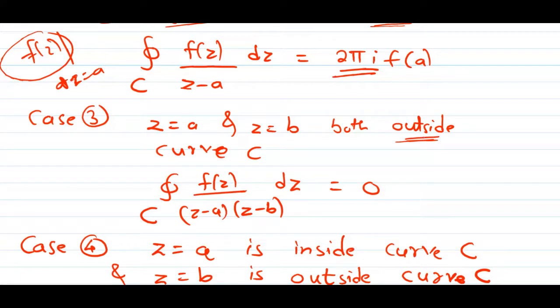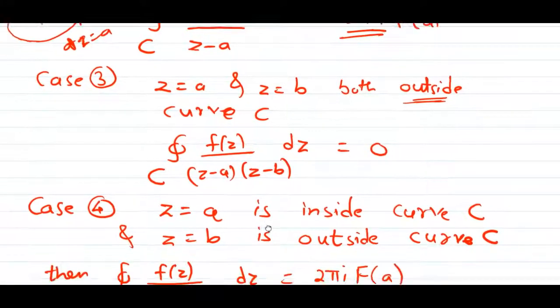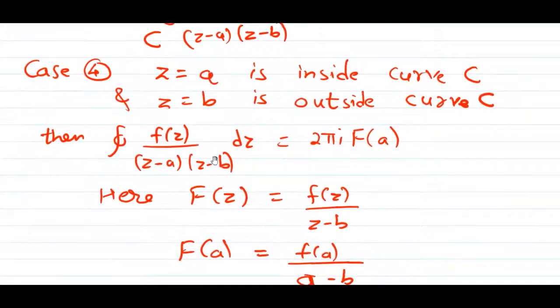Now case number 4, let's say that a is inside and b is outside. a is inside, b is outside. So in this case, the integration answer will be 2 pi i times capital F of a. Now what is that capital F of a? So here you have to take capital F of z as this term. Your capital F of z will be small f of z upon z minus b. Then calculate this function at z equal to a. So you will get capital F of a. So the integration answer is 2 pi i times F of a.